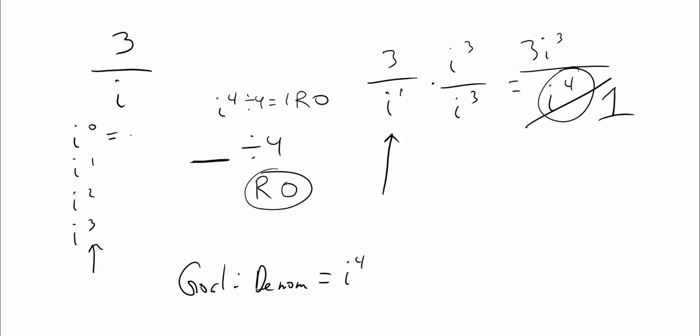So just to let you know, i to the 0 is 1, i to the 1 is i, i to the 2 is -1, and i to the 3 is -i. So again, you look at this and you say, oh, 3i cubed, so it's 3 times -i. i cubed is -i over 1. So my answer is -3i.